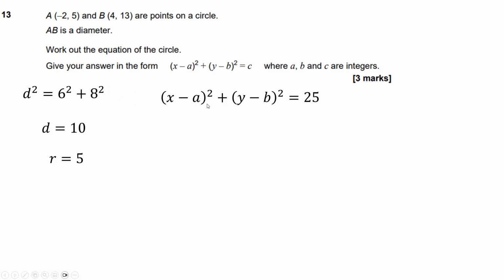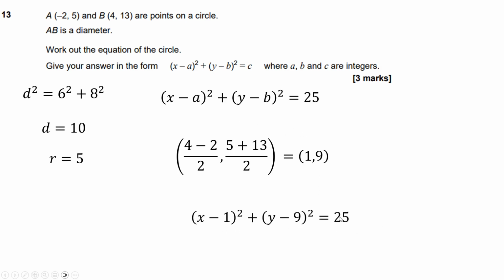Okay, this a and b are the centers of the circle, and like I said, if you remember from question 2, I think it was, if you want to find the midpoint or the center between 2 points on a line, then you just want to average out the coordinates. So 4 add -2 is 2, divide by 2 is 1, and then 5 plus 13 is 18, divide by 2 is 9, so 1, 9, and then that's your center. So just put in that for A and B to get that, and that's your answer.